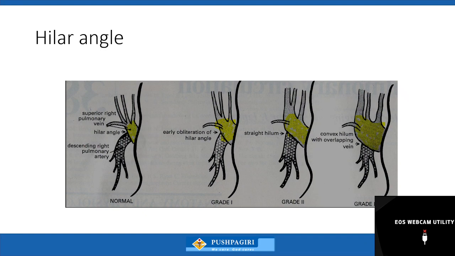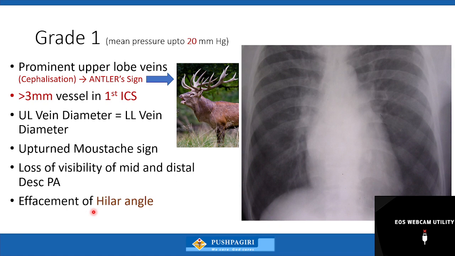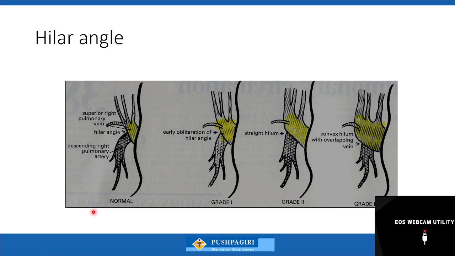The hilar angle involves the pulmonary vein. We know that the size of the right superior pulmonary vein keeps on enlarging. Normally this pulmonary vein creates an angle with the descending pulmonary artery; this angle is the hilar angle. As the pulmonary vein size increases, that hilar angle will be obliterated. It becomes more or less straight, and at one point can even bulge outward. That obliteration, where the hilar angle becomes straight because of the enlarged pulmonary vein, is called effacement of the hilar angle.